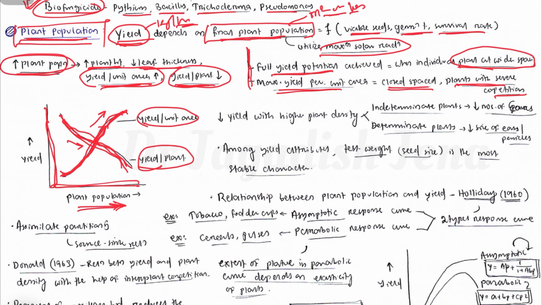So when we are increasing the plant population, the yield per unit area is increasing, but the yield per plant is decreasing. Now, less yield with higher plant density. Why does it happen? Because in case of indeterminate plants, the number of ears decreases. In case of determinate plants, the size of ears per panicle decreases.